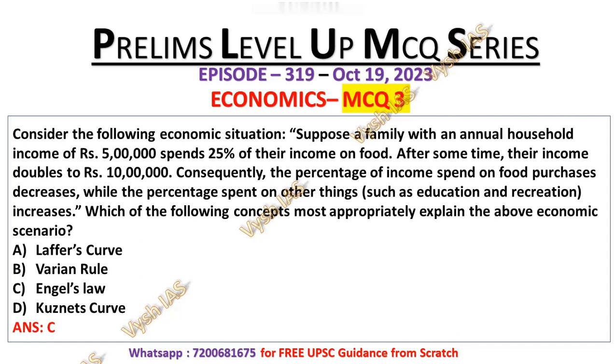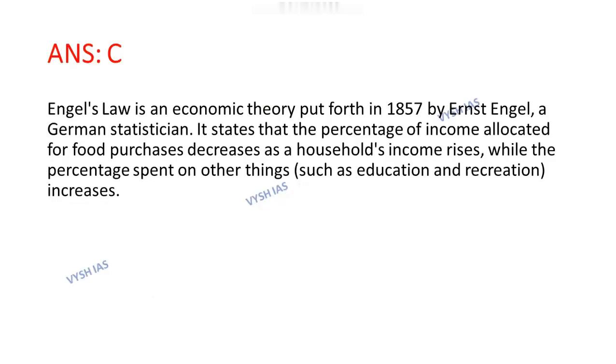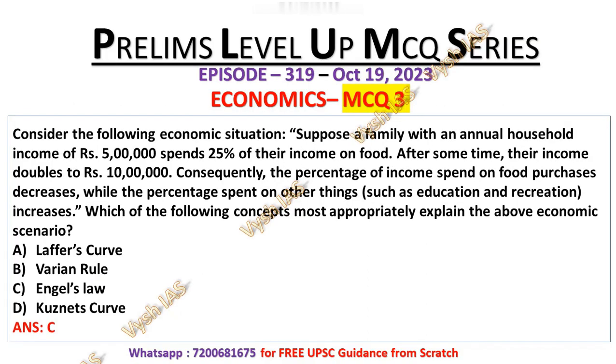So its correct answer will be option number C, that is Engel's law. Now let's look at the explanation. Engel's law is an economic theory put forth in 1857 by Ernst Engel, a German statistician. It states that the percentage of income allocated for food purchases decreases as the household income rises while the percentage spent on other things such as education and recreation increases. And whatever I have explained in this topic, that is Engel's law, is somehow given in the form of an example in the question itself. So you can easily relate to that. So the correct answer is Engel's law.